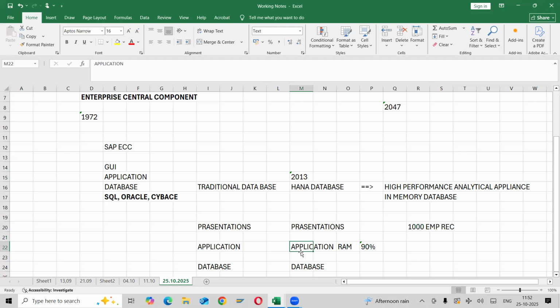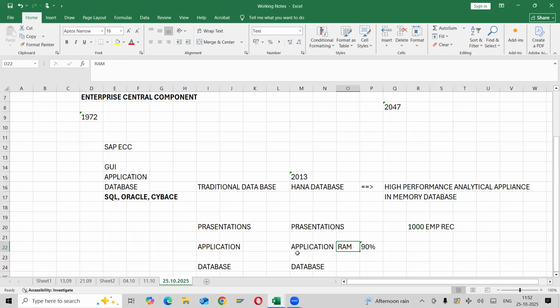It will take the information from the application layer and present it in your system to the user. It will not go to your database layer. Everything will be available in the application layer itself, at the application RAM level. That is the reason we call it in-memory, the temporary memory, the RAM. The majority of data will be available at this level.